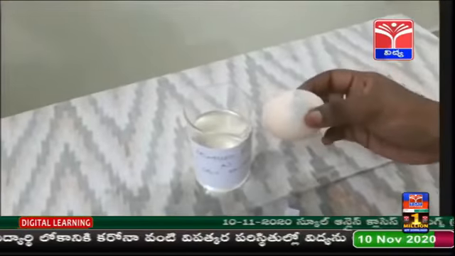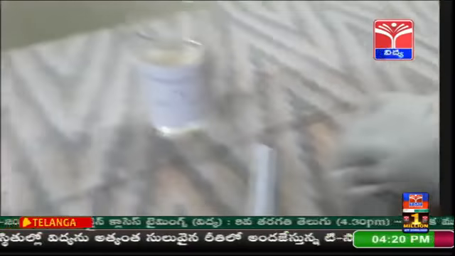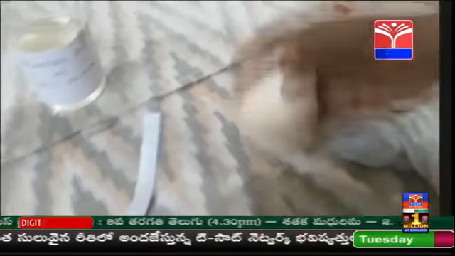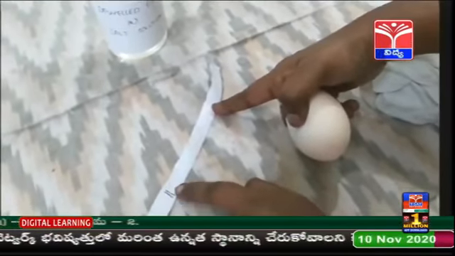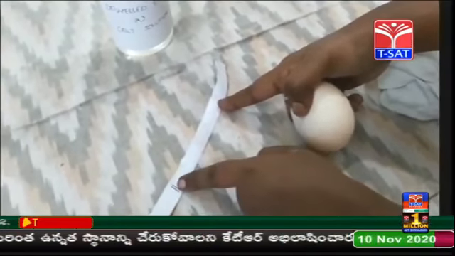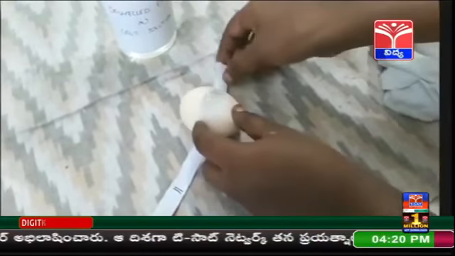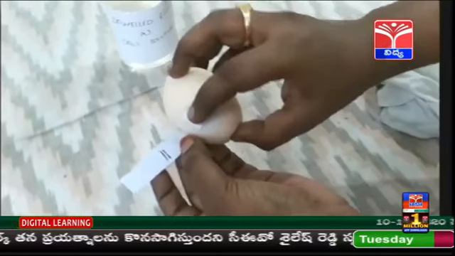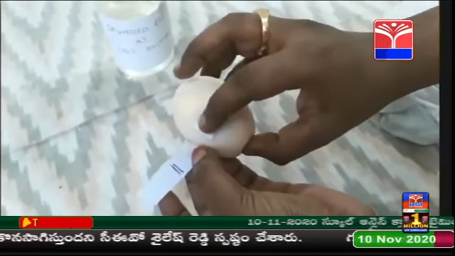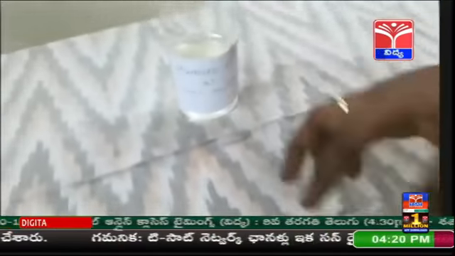Now children, I have removed the deshelled egg from the salt solution and wiped it with a cloth. Initially, during the first activity, the shape of the egg was measured to this limit. Now let's measure. See, the size of the deshelled egg has decreased, isn't it? Because I have placed it in salt solution.